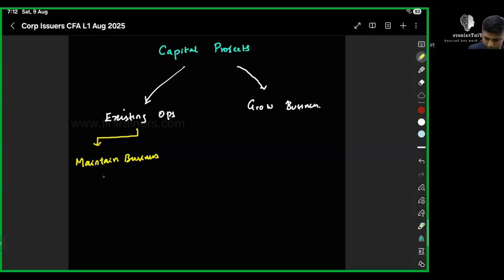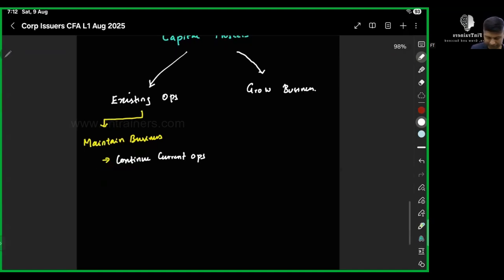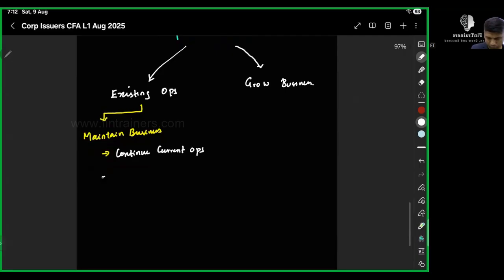This is to continue current operations. This is fairly intuitive. You don't have to memorize these various items. You just need to understand what is the difference. So this can be also maintenance CapEx. That means replacing spare parts usually, or some machinery that is end of life. You replace it. You're not adding to the capacity. I have a transformer that is supposed to have a 10 years useful life and I'm replacing it. That is maintenance CapEx. I'm not increasing the capacity.